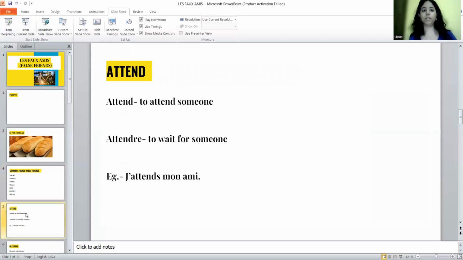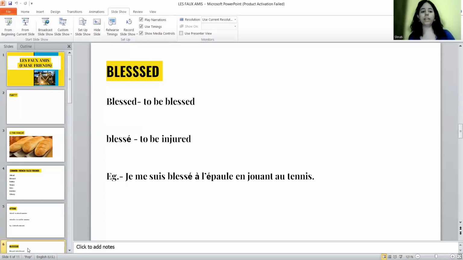Attend. Attend, which in English means to attend somebody, to attend someone, but in French, it means to wait for someone. And it is a verb, which means to wait for someone, attendre. So let me give you an example. J'attends mon ami. I'm waiting for my friend. J'attends mon ami. I wait for my friend. Let's look at the next word.